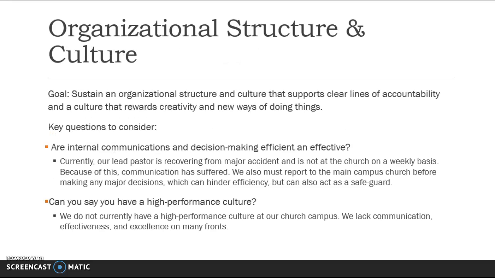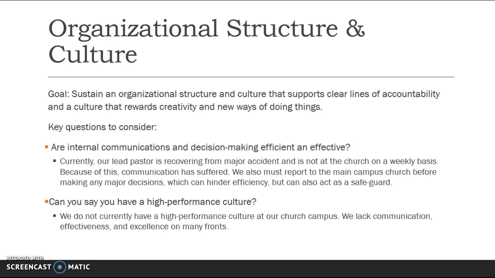Organizational structure and culture. The goal here is to sustain an organizational structure and culture that supports clear lines of accountability and a culture that rewards creativity and new ways of doing things. A couple key questions to consider here: are internal communications and decision making efficient and effective? Currently, our lead pastor is recovering from a major accident, as I stated earlier, and is not at the church on a weekly basis. Because of this, communication has suffered.